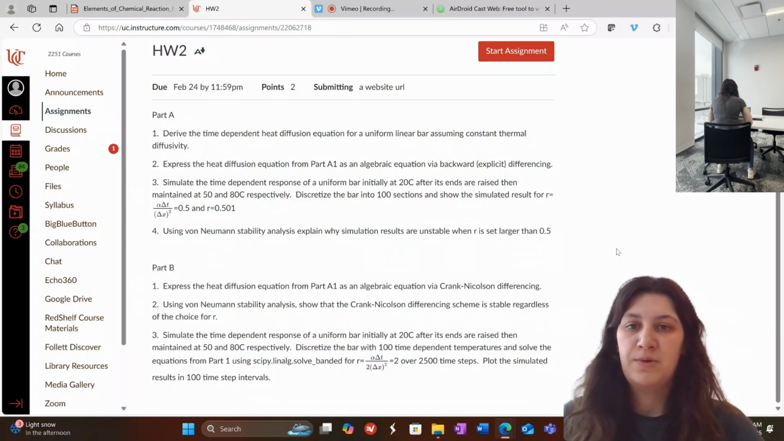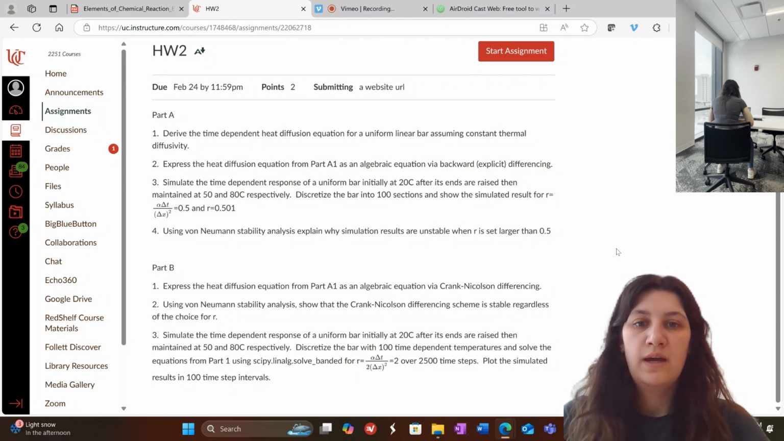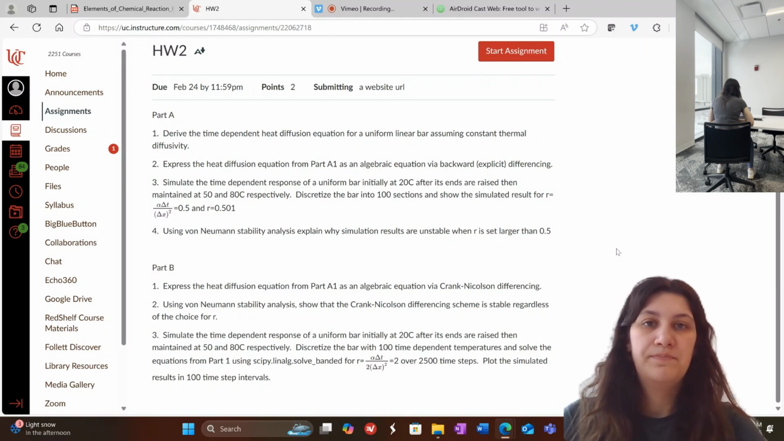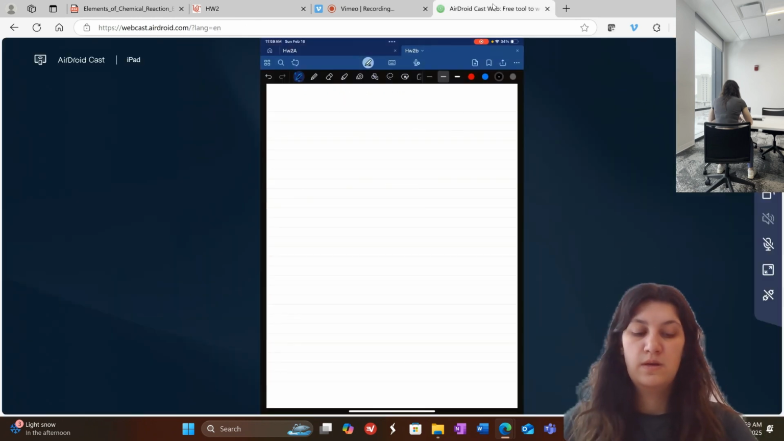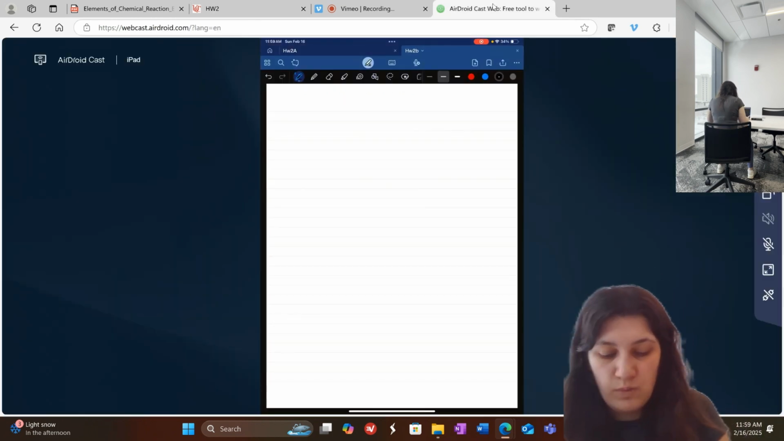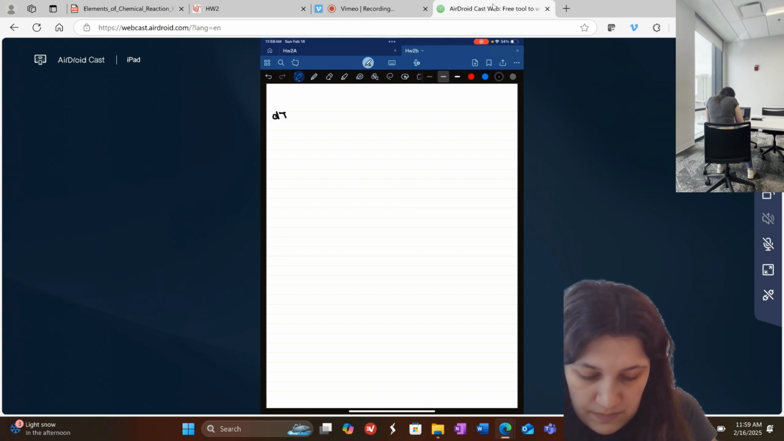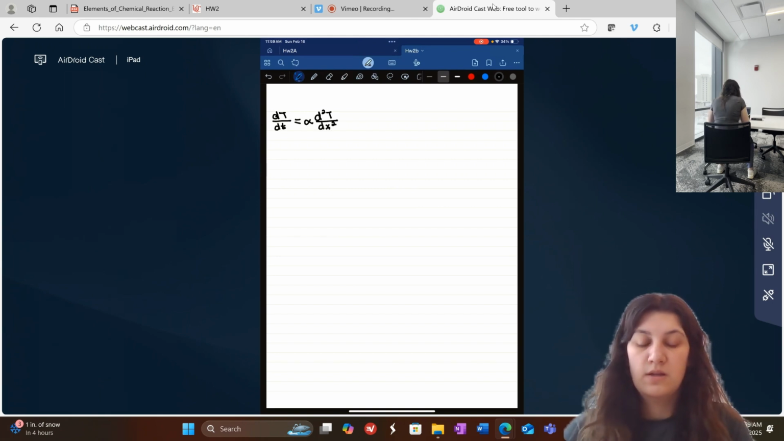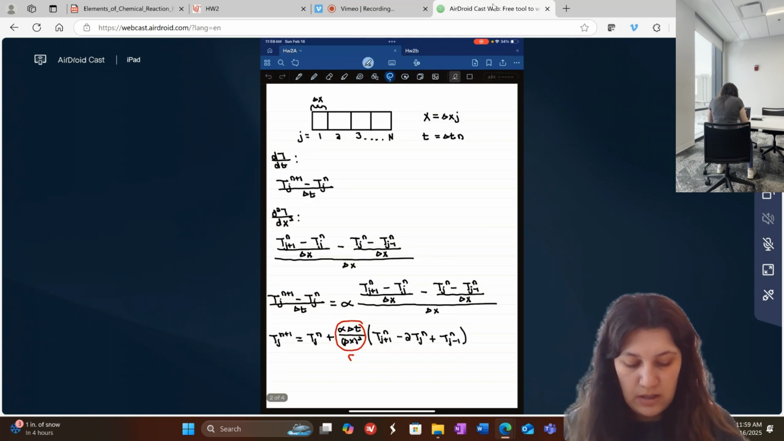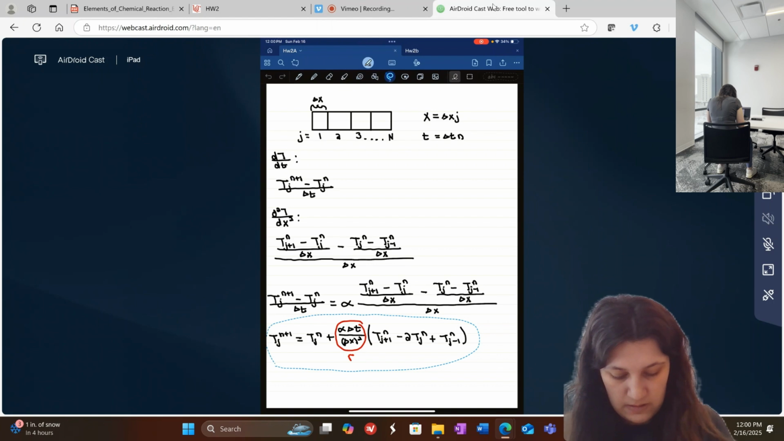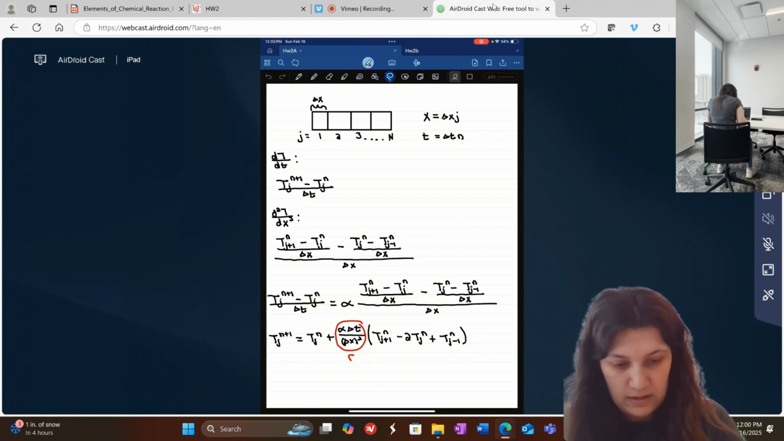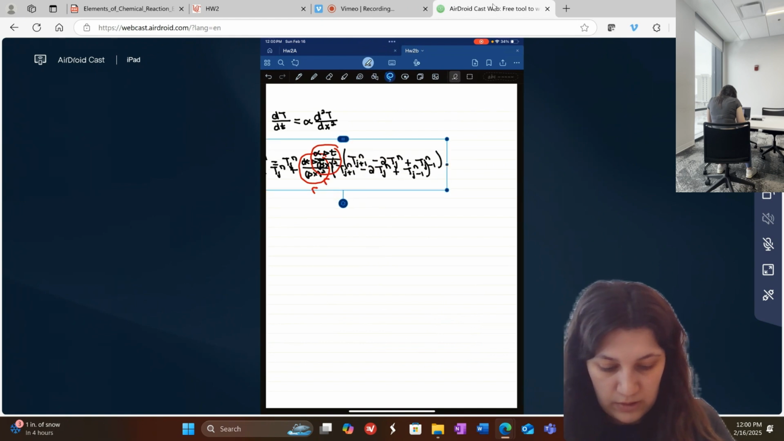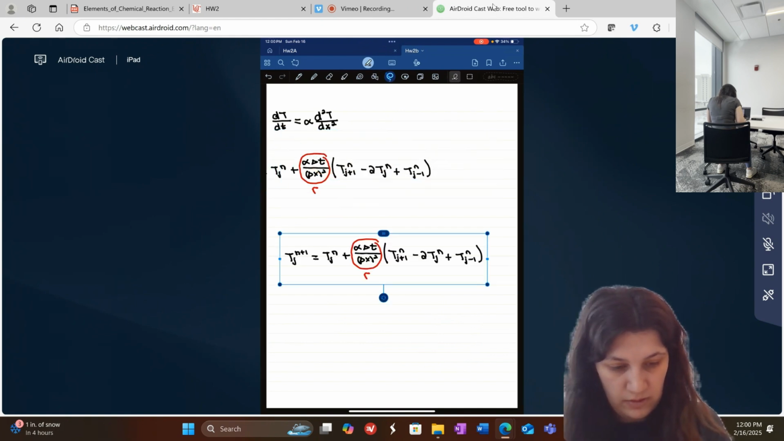Question 1 states, express the heat diffusion equation from Part A1 as an algebraic equation via Crank-Nicolson differencing. The equation from Part A1 was dT/dt equal to alpha times the second derivative d²T/dx². Now what we also found was when we put that equation in algebraic form in part A, this is what it looked like.